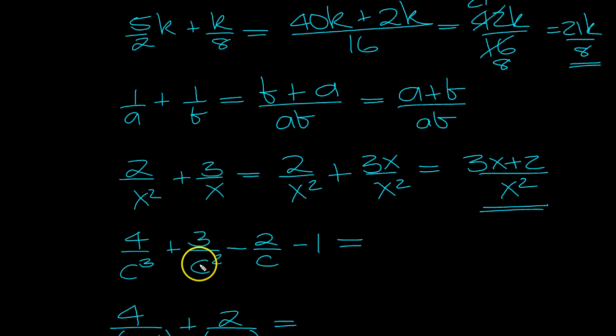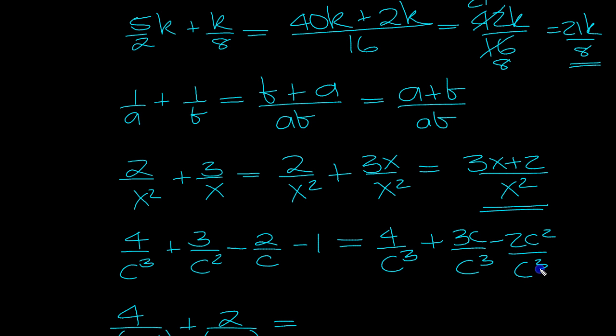Here we want the same fraction on the bottom, don't we? 4 over c cubed, minus, times by c top and bottom, so it's plus 3c over c cubed, times by c squared top and bottom then, minus 2c squared over c cubed, and times by c cubed top and bottom, and we can write 1 as c cubed over c cubed, with the minus of course.